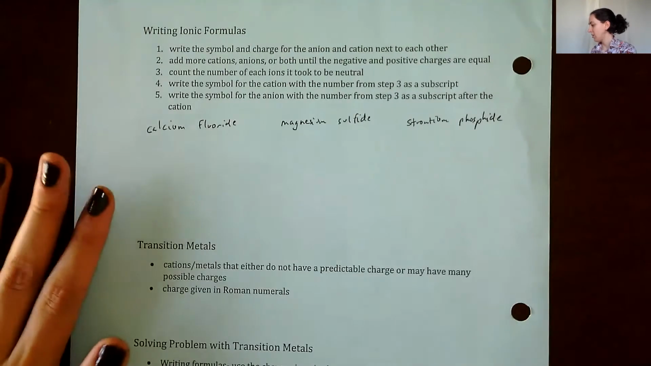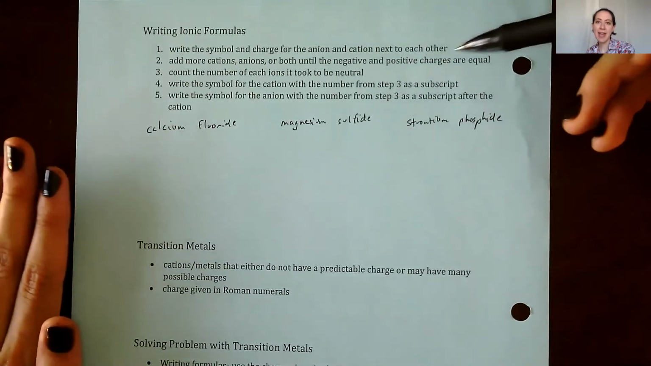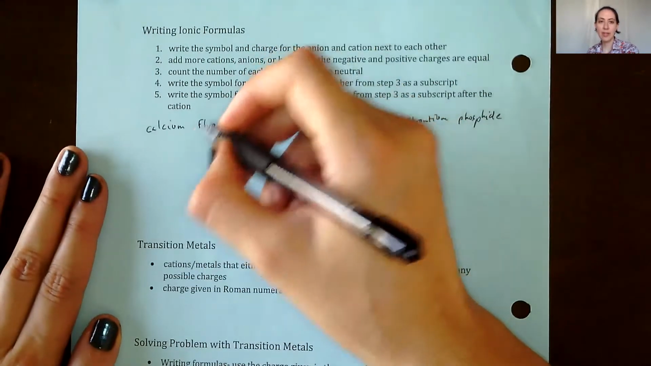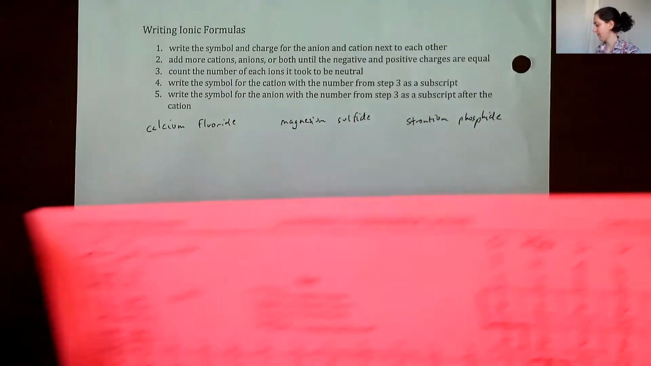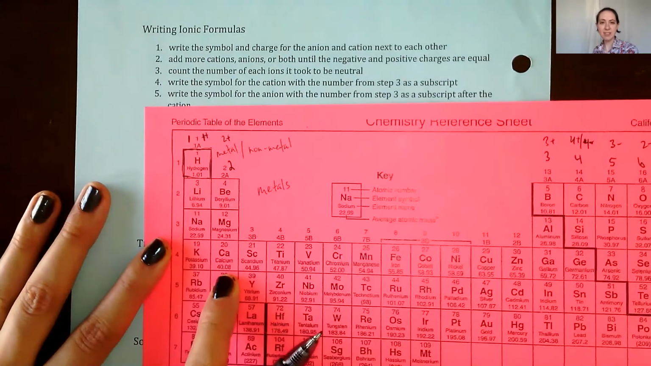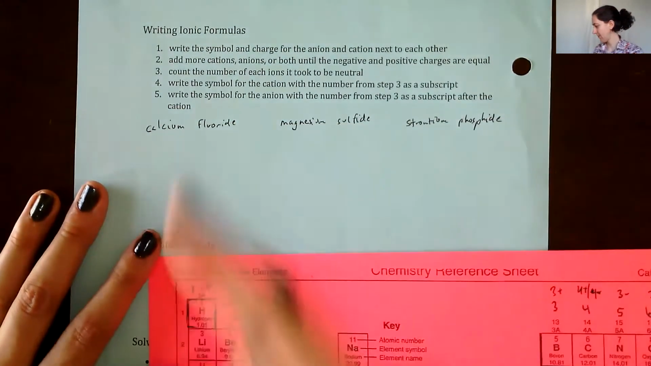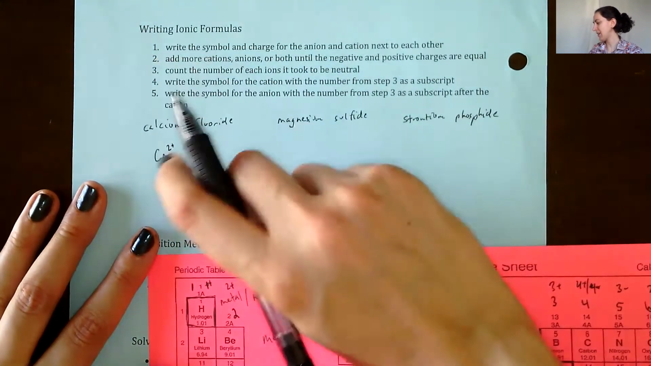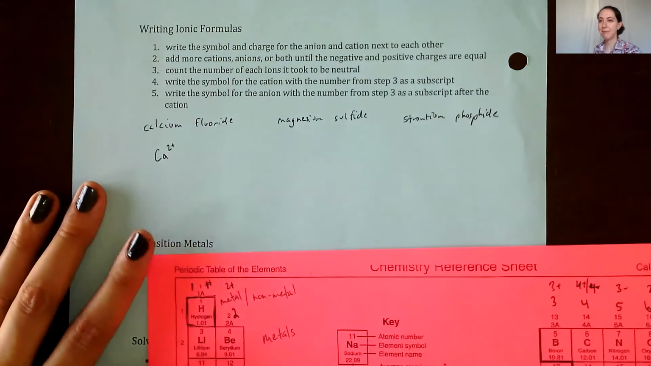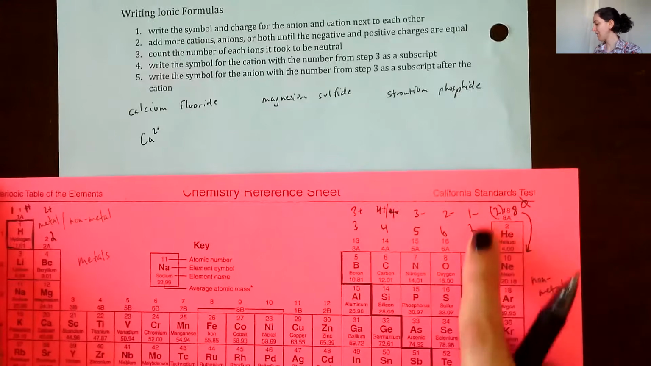All right. So the first step is to write the symbol and charge for the anion and cation next to each other. So calcium is the cation. We're going to find it on the periodic table. So calcium is here, and according to our table, from what we've written before, that's a 2+ charge. You'll remember from ion symbols, you always make the pluses like a little superscript like that. Okay, fluoride is fluorine, which is an F, and that's a -1.